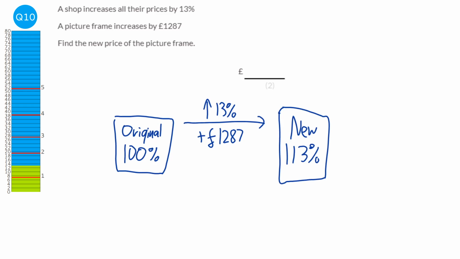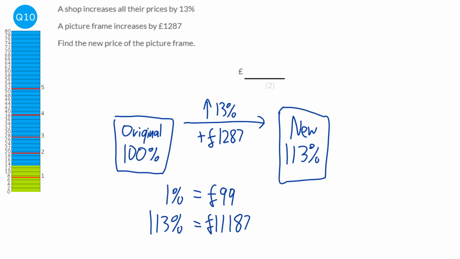So what we're going to do is work out what 1% of the price increase is. Instead of 13%, we're going to work out what 1% is. We're going to do that by dividing the amount by 13, and we get 99. So 1% of the original represents £99. But the new amount is 113%. So we need to times the £99 by 113, which gives us £11,187.